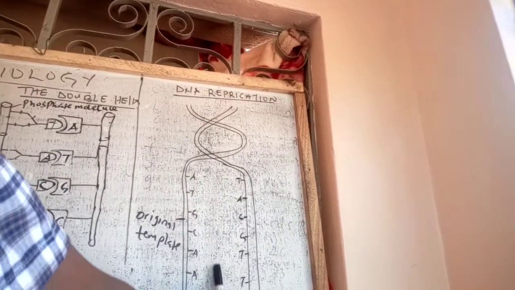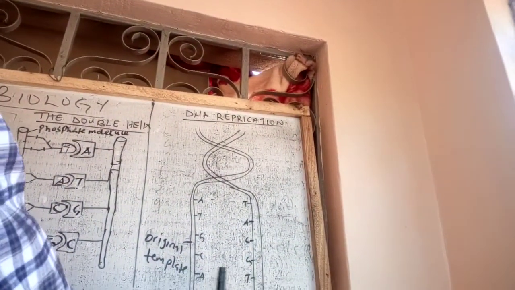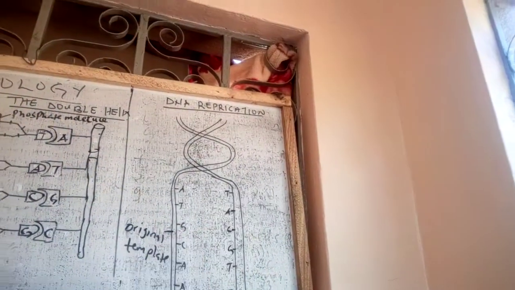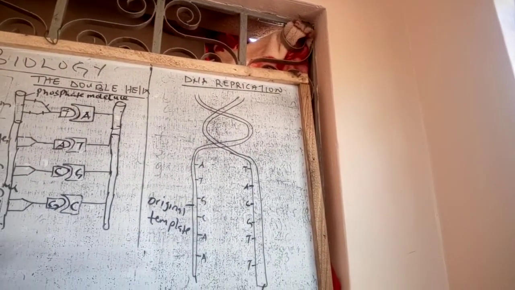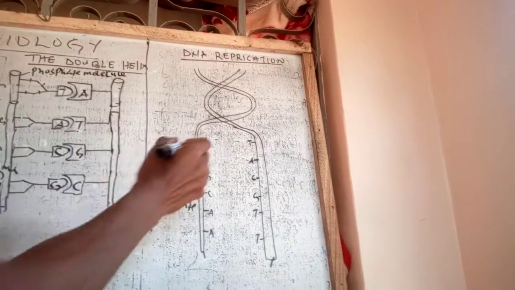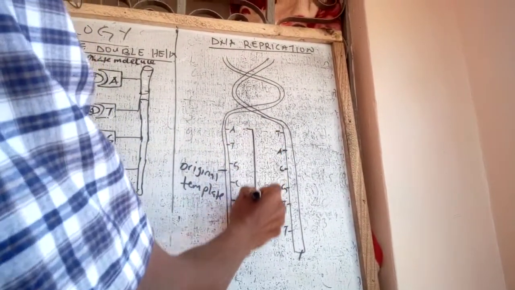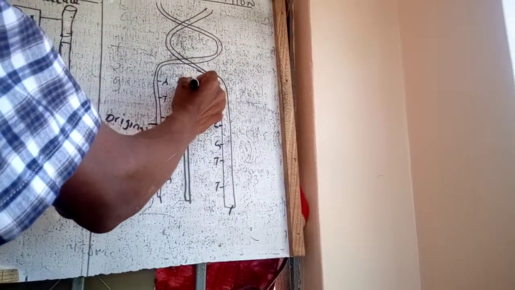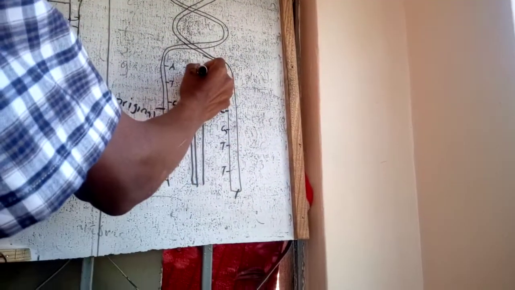You can see there is a very big gap. It is like they had zipped together, and therefore they unzip. After unzipping, new strands develop in between. Two new strands develop at the center, like that. These are the new ones.